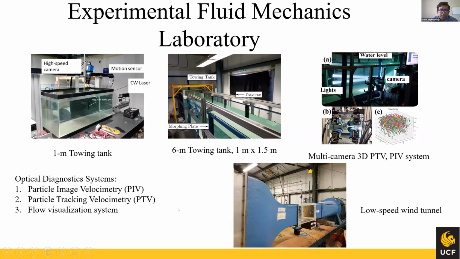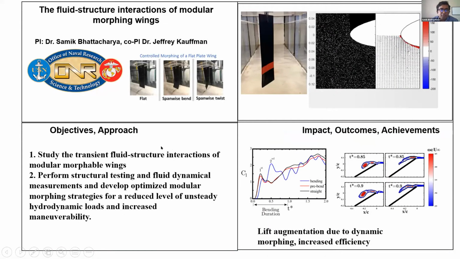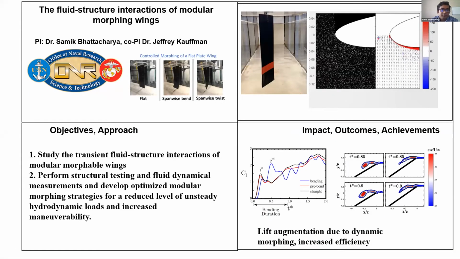Now I would like to take you through 3 of my major research topics that we are performing, ongoing in my lab. So the first project is funded by ONR, and my co-PI is Dr. Jeffrey Kaufman. And here we are looking into the controlled morphing of a flat plate wing. And this research has application both in aerodynamics and hydrodynamics types of applications.